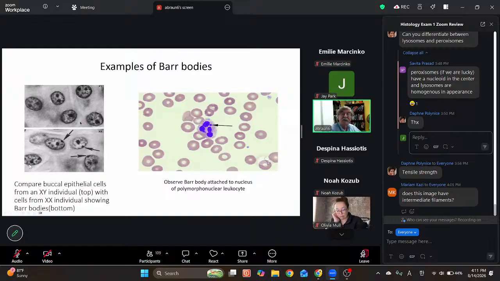So these are both bar bodies. They look a little bit different in different cell types. You see this in an individual with two X chromosomes. So of course you can see it in females, and you don't see it in XY males. The Y chromosome makes a male individual, male. It gives them the male sex characteristics.